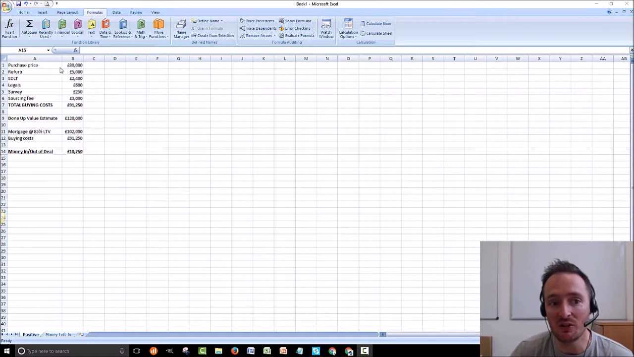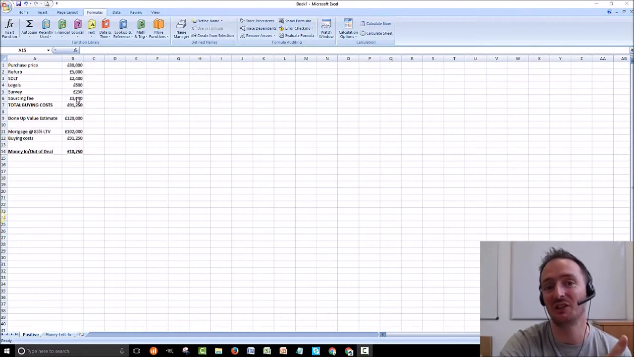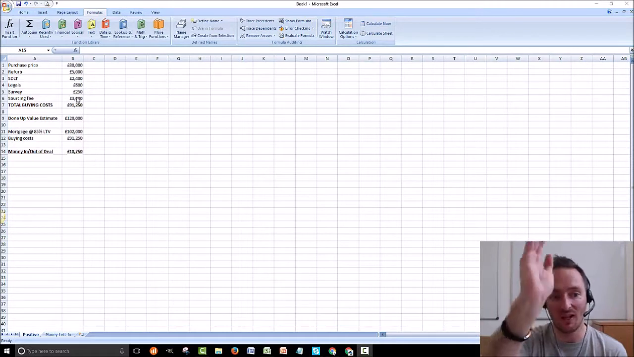So you buy the house for £80,000. The refurbishment costs £5,000. The stamp duty at 2.5, just under £2,500. You've got legals, £600, a survey, sourcing fee. So all of the costs that you're paying up front come into this deal. So in this example, this is a cash purchase. So, 80,000, 5,200, and everything else.